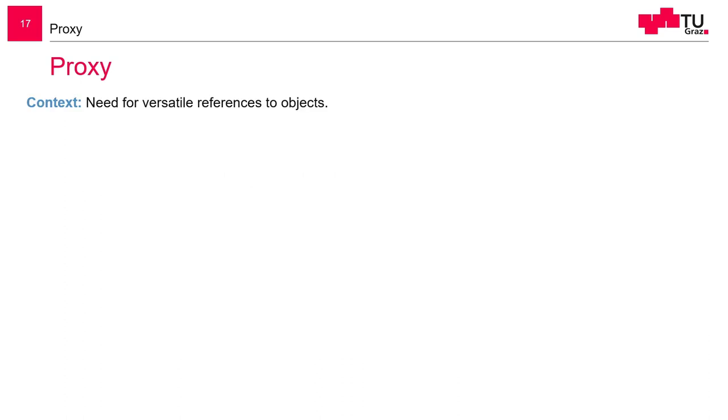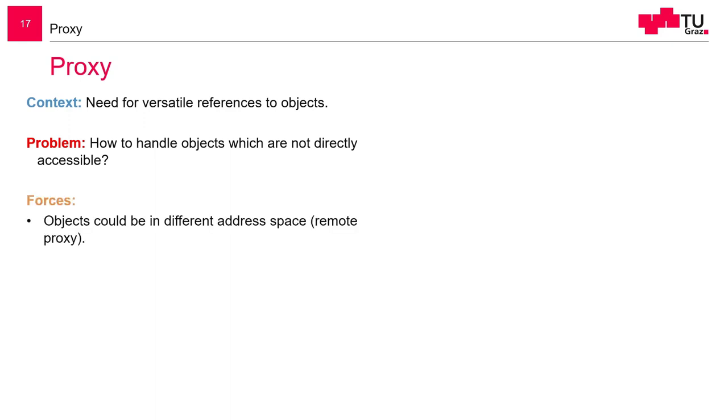The context is that we have some objects, and these objects maybe sometimes need long to load or should have additional things checked before we access them. So we need some versatile references to these objects. And the problem is now, how can we handle such objects which are not directly accessible? And of course, the answer is to use a proxy.